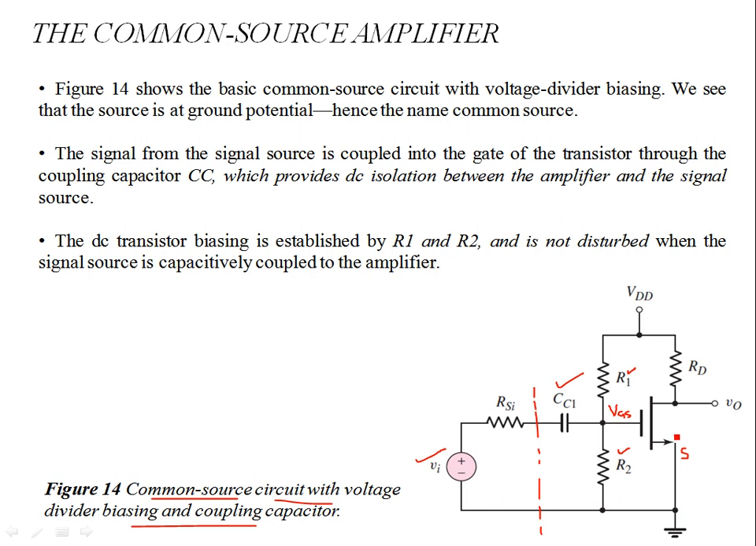This is an NMOS device. If you look at the current direction, it's out from the source terminal, and then you have the drain resistance at the output. So the output is being taken from the drain terminal. You see this. The source is ground, which means this is the common terminal or the signal ground in the circuit configuration. Therefore, this configuration is known as a common source, single transistor based amplifier. The common source circuit with voltage divider biasing and a coupling capacitor is shown in this configuration.